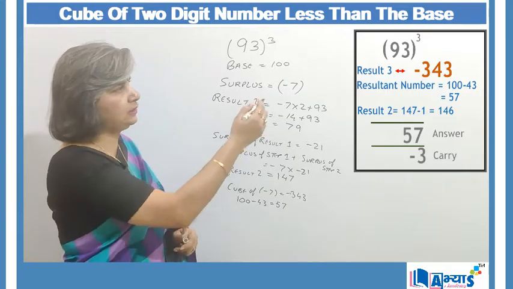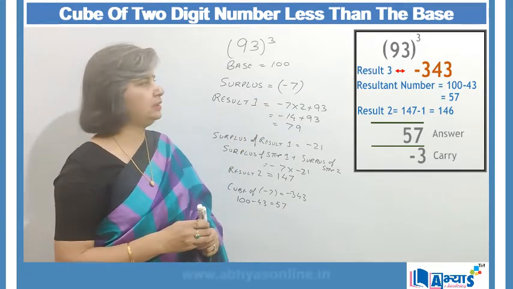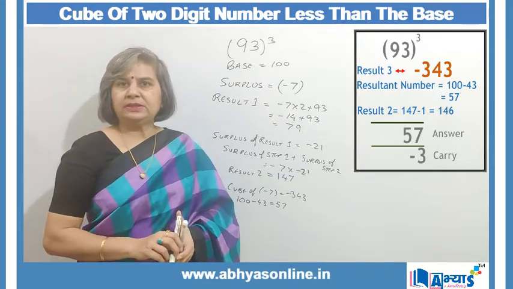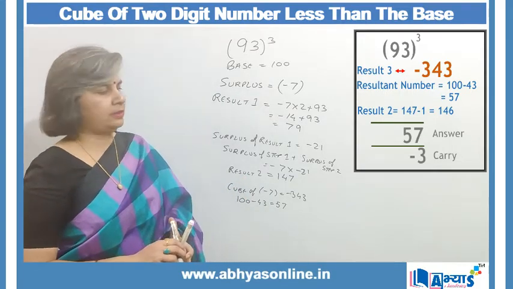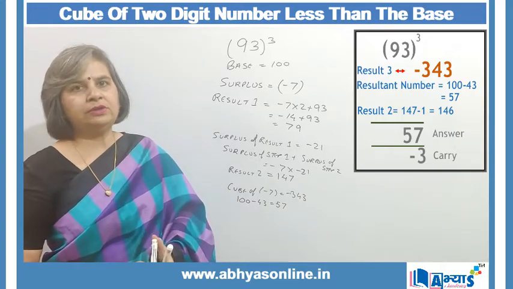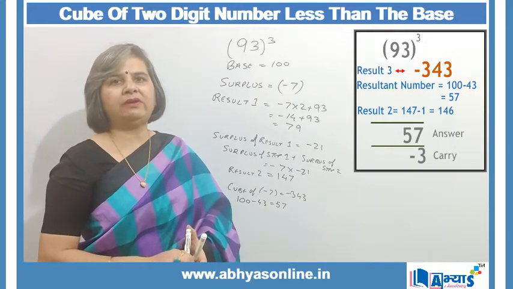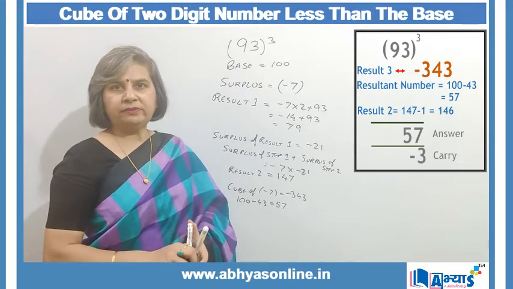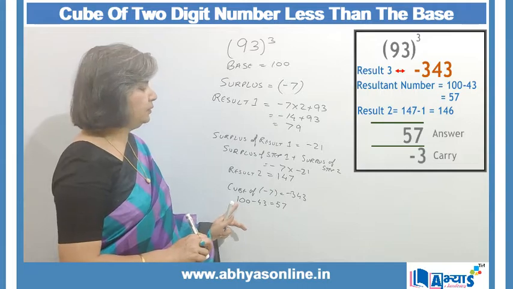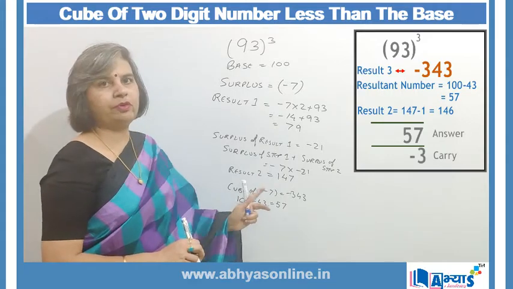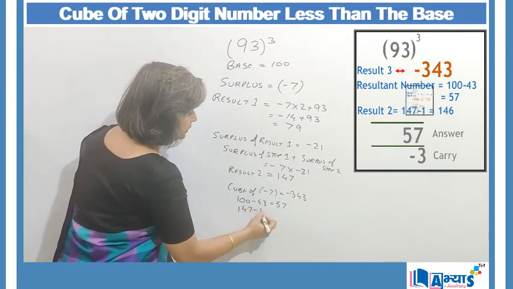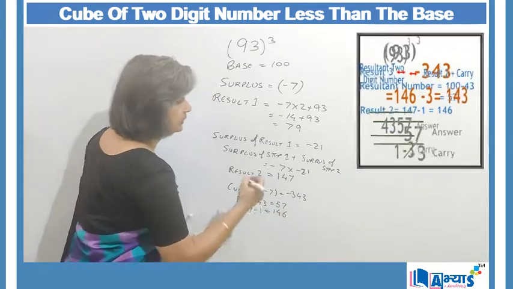So you can see that this 57 has been prefixed in the answer. And now minus 3 is the carry for the next step. As we have seen, we have subtracted 43 from 100, or we can say that we have added 100 and minus 143 and minus 43. So for this one, this one has been borrowed from 147. So 147 will become 147 minus 1, which is 146.